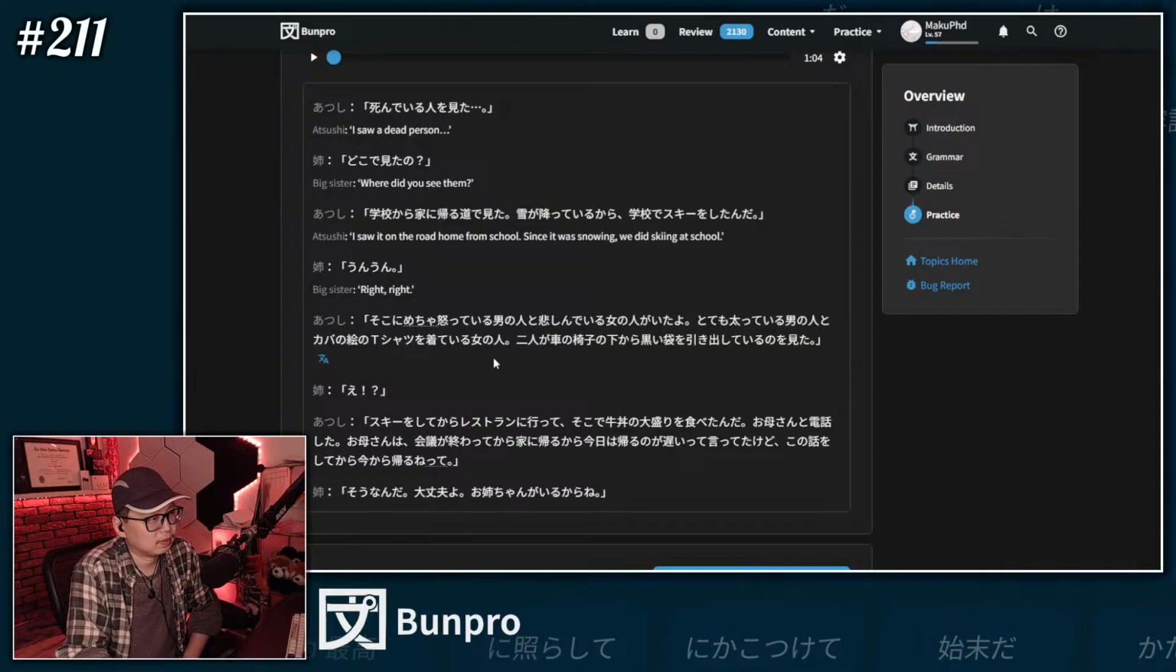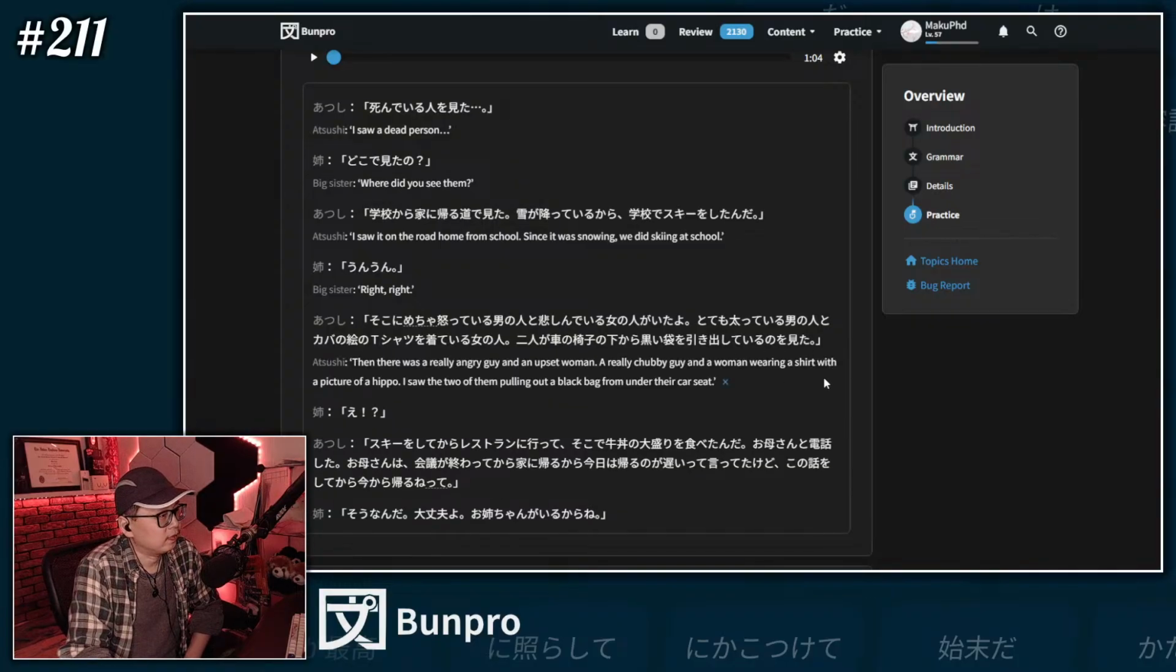were together, right? He was describing the two people. Then together, the two of them, they hid the black bag, right? He saw that there was a black bag that they pulled from under the car from both of them. So then there was a really angry guy and an upset woman. Oh, this is upset. Oh yeah, okay. Kanashin, okay. Upset. Alright, I said sad. Upset. I was thinking sad and worried, not upset.